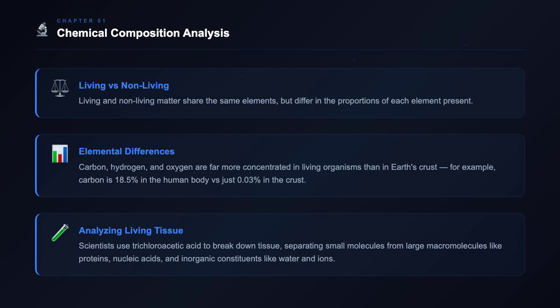Scientists break down living tissue using trichloroacetic acid to analyze its molecular structure. This process separates compounds into small molecules and larger macromolecules, like proteins and nucleic acids. Living organisms also contain inorganic constituents, including water and ions like sodium and phosphate.